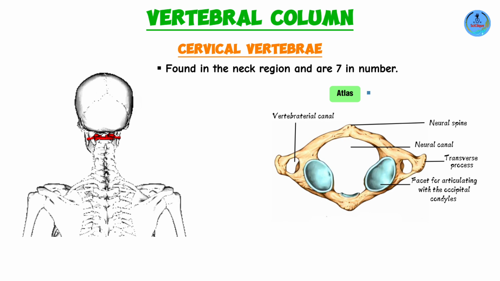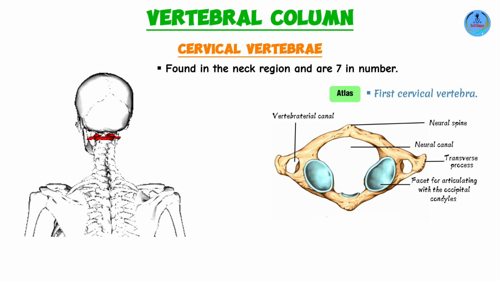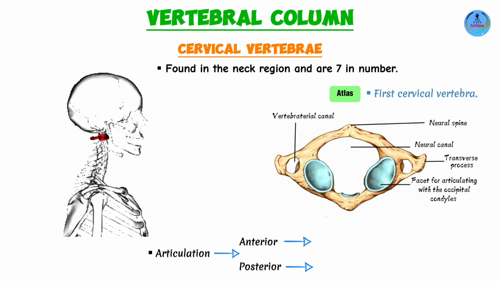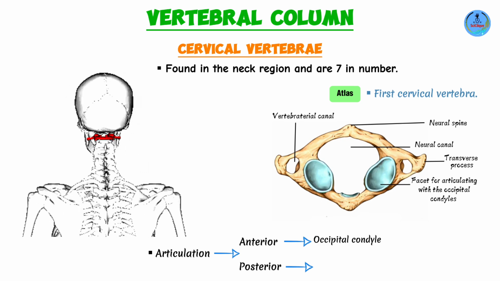So the atlas is the first cervical bone. This is the first bone of the cervical vertebrae as well as the first bone of the vertebral column. Now, when you look at the atlas, you will note that it's going to articulate at 2 points, at the anterior and at the posterior, at the front and the back. So at the anterior, nearer the head, it's going to articulate with the occipital condyles. So these are smooth surfaces that are found at the base of the skull.